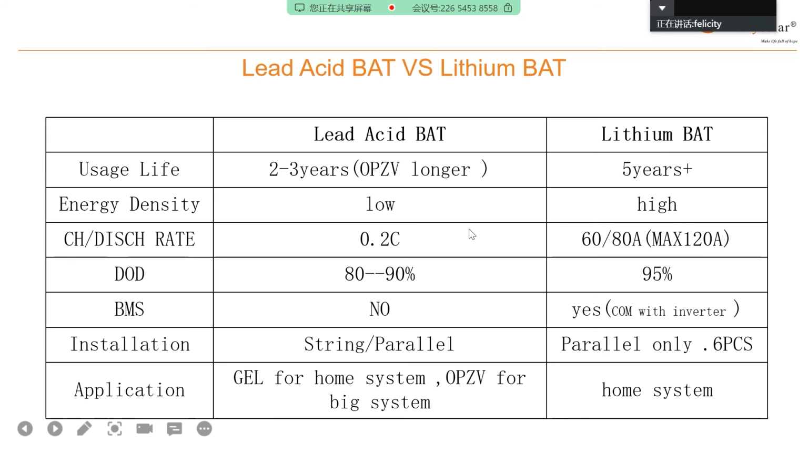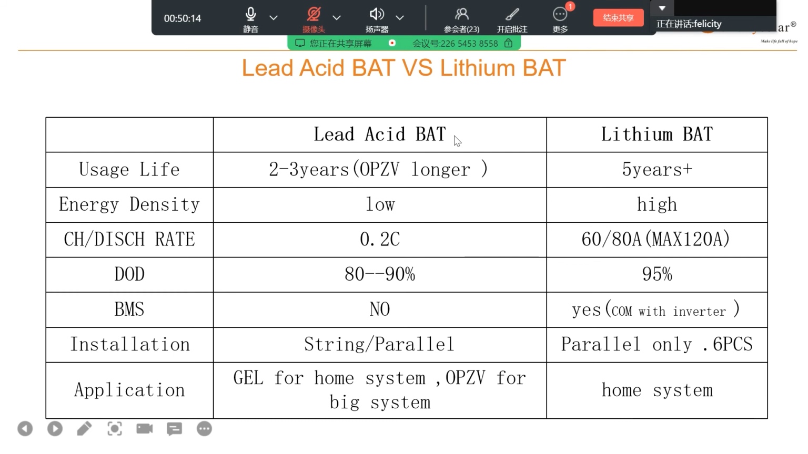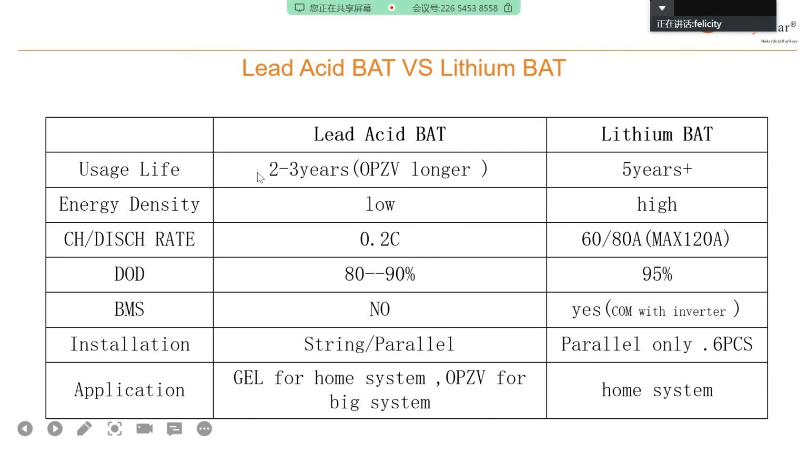And here is the lead acid battery versus the lithium battery, the general comparison. The lead acid battery's usage life is only 2 to 3 years. OPzV is longer, and the lithium battery, if you use it correctly, 5 years is no problem. Energy density means the same size or same weight: the lithium battery has more energy, so its energy density is higher.